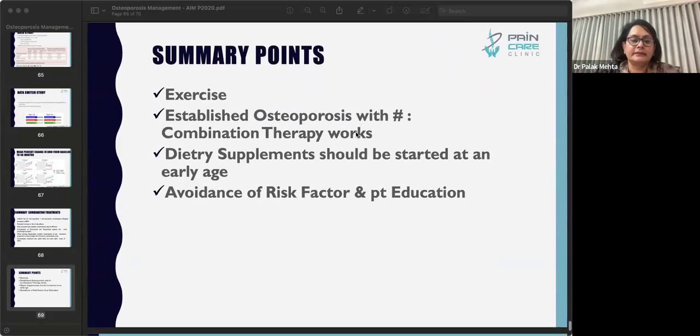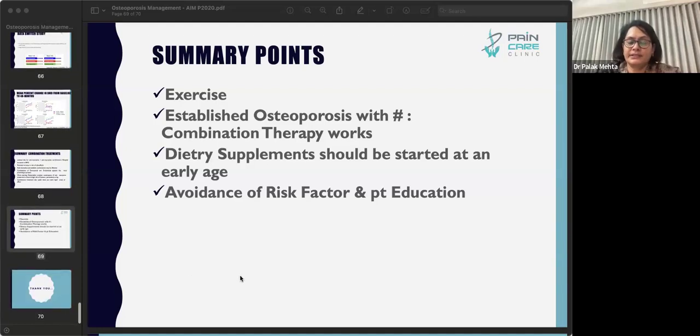So as I said, exercise, established osteoporotic with fracture, combination therapy works. We can try conservative therapy for 10-15 days. If the patient is not able to resume their normal activity, we can consider vertebroplasty as well. Dietary supplements should be started at a very early age, particularly for females after 45-50 years of age, for males after 55-60 years of age. That is what I do. Avoid risk factors, and education of the patient is very, very important.